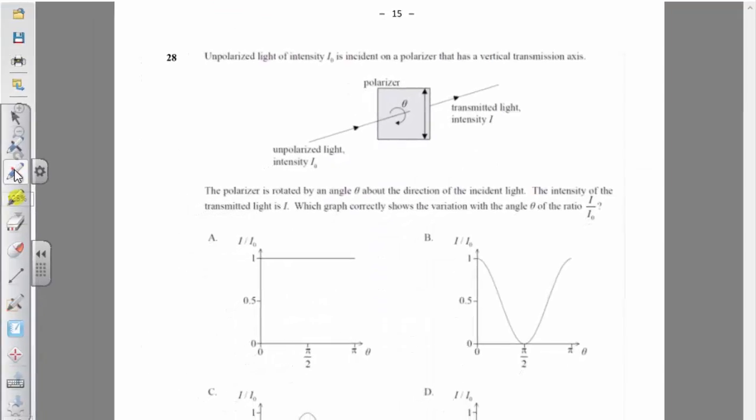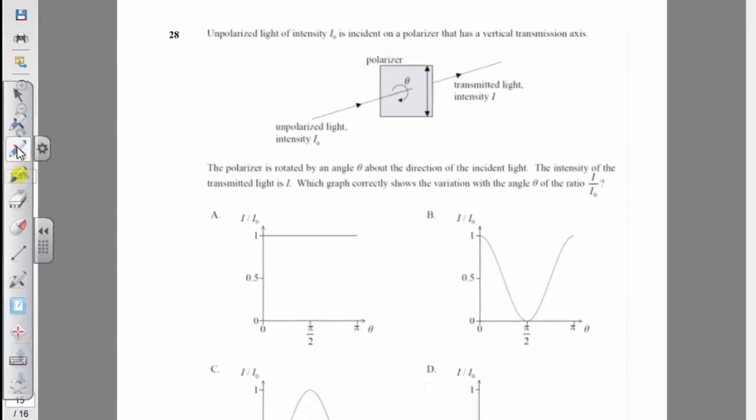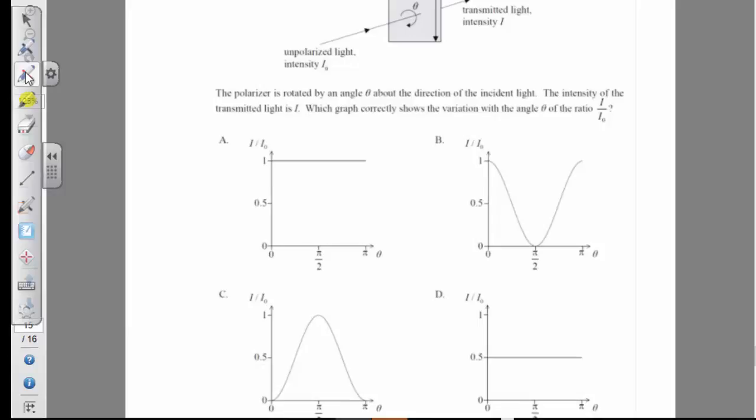28. Unpolarized light of intensity I0 is incident on a polarizer. The polarizer is rotated by an angle theta about the direction of incident light. Okay, it's unpolarized light to begin with. Then no matter how we shine it at the polarizer, we're always going to get half of the intensity on the other side, because we're going to eliminate all of one component, and the light can always be split into two components, so only half the light's going to get through. So it's D.